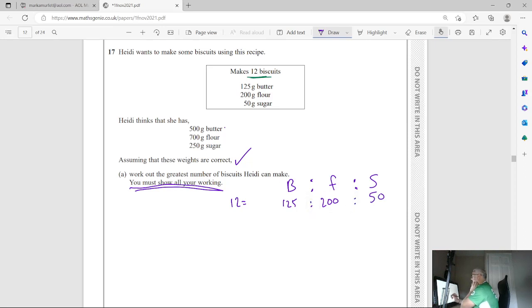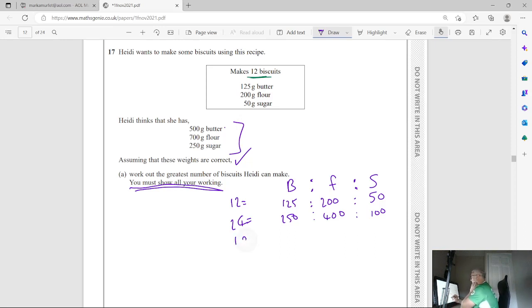Let's make 2 batches. Let's make 24, so we're going to double it. That's going to give me 250. That's going to give me 400. That's going to give me 100. Okay, so we can still do that. Think what the values we've got. We've still got enough.